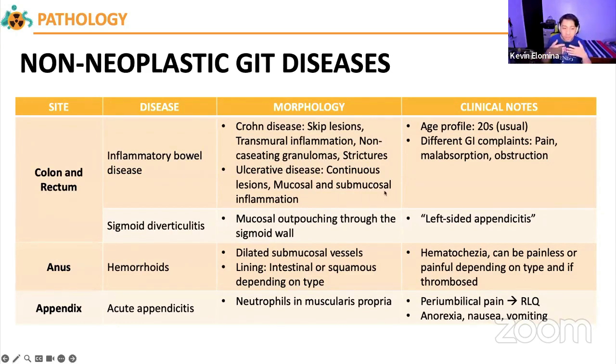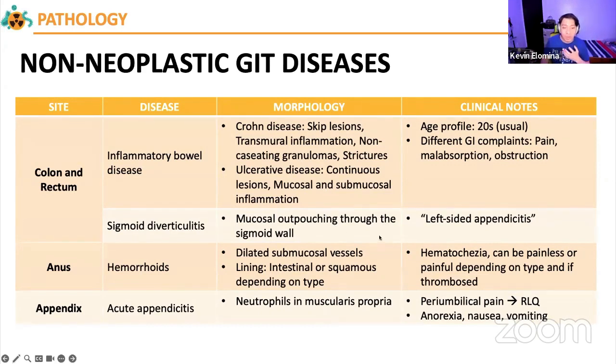You don't have skip lesions, usually continuous, and it just involves your mucosa until submucosa. So there's a table there, no? There's a table there naman comparing your Crohn's and your ulcerative colitis. So make sure you focus on that kasi tinatanong talaga yan, no?